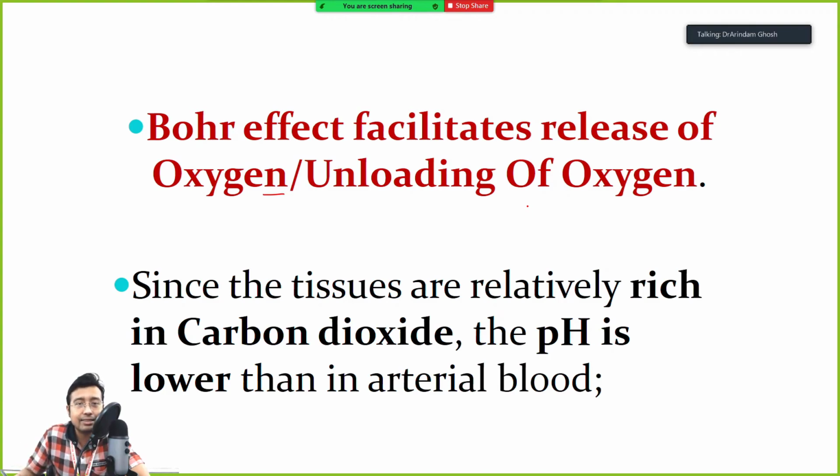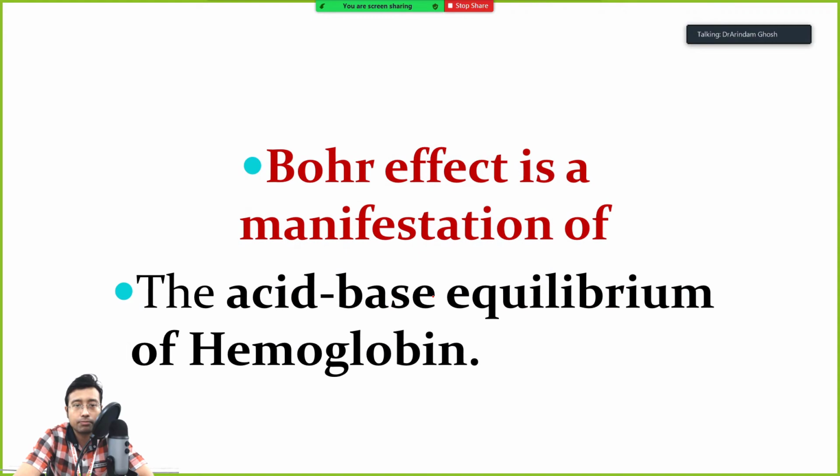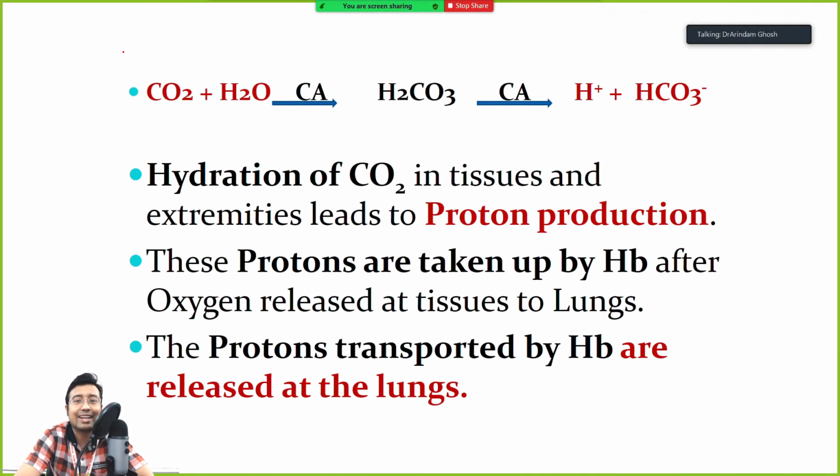Okay, since tissues are rich in carbon dioxide and pH is lower compared to arterial blood. Arterial blood means the blood that is carried from the lungs to the tissues. Okay, that has got rich quantity of oxyhemoglobin. Oxygen is tightly bound to hemoglobin, but at the tissues we need it to unload and deliver it to the tissues. So basically, this is a manifestation of acid-base equilibrium of hemoglobin. I already told you hemoglobin can remain in this form, or HHb, a proton bound form. Okay, so this is actually what is happening.